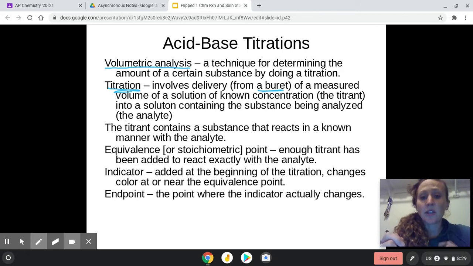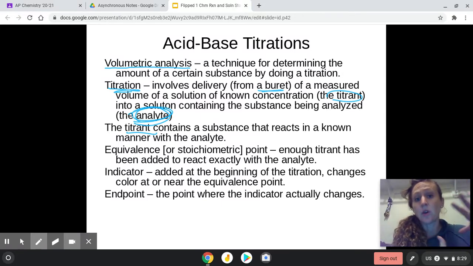Usually that is what you know the concentration of, and you're putting that into a solution containing the substance being analyzed. So that uses two words there, titrant and analyte. The titrant is the thing that you know about. You measured out the volume. You made the solution up. That is your standard solution. So you know the concentration. By the end of the experiment, you're going to know the volume. You know everything about it. That's the titrant.